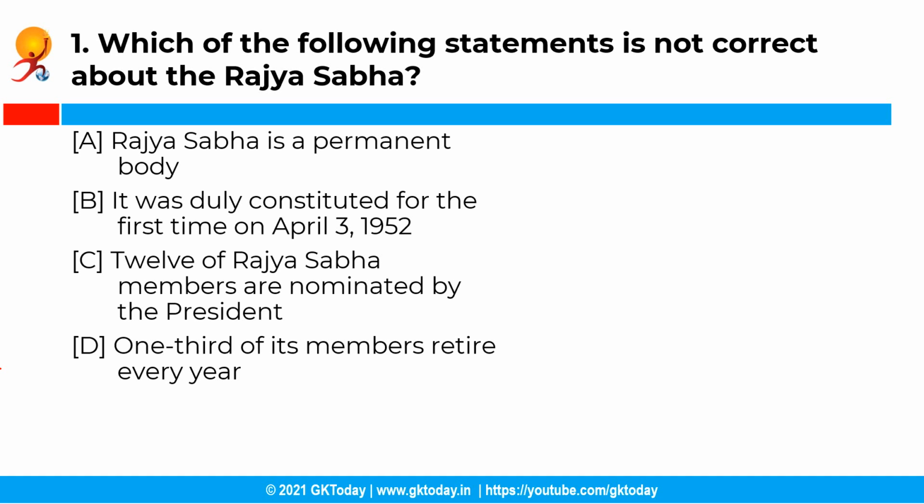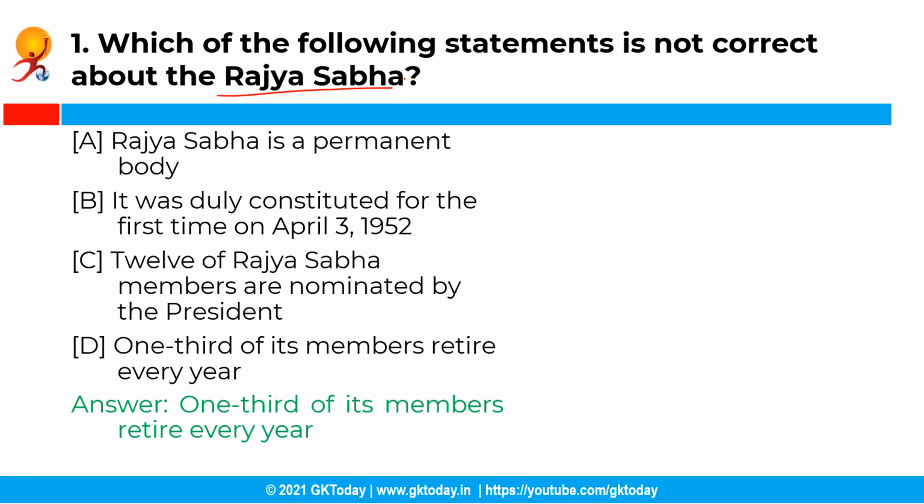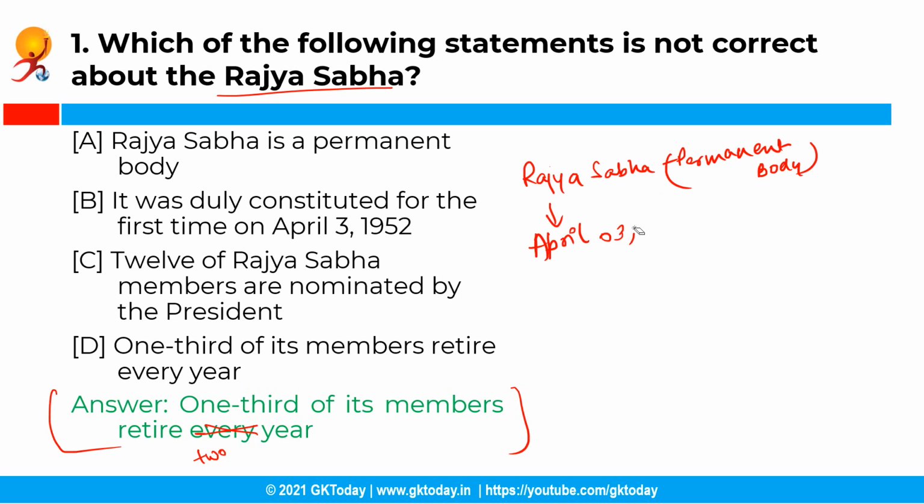So the first question is, which of the following statements is not correct about the Rajya Sabha? You have the following options and the correct answer is option D, that is 1/3 of its members retire every year. So the fourth statement is incorrect because 1/3 of its members retire every 2 years, and Rajya Sabha is a permanent body. So it was duly constituted for the first time on April 3rd, 1952, and 12 of Rajya Sabha members are nominated by the President.